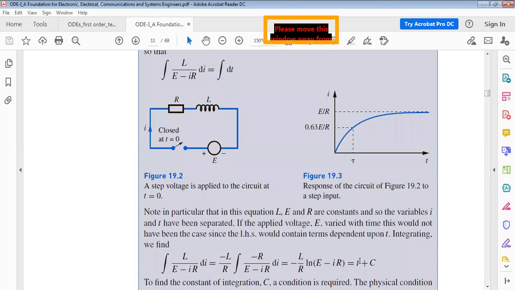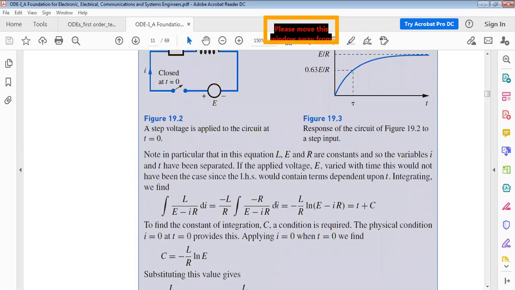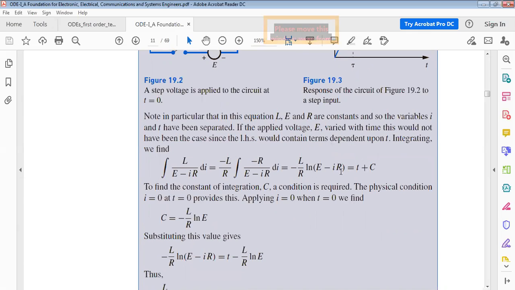The integration of dt is only t plus c, where c is the constant. To find the constant of integration c, we have to apply the given initial condition, the physical condition when I equals 0 and t equals 0. Applying I equals 0 and t equals 0 in this solution of the differential equation, c equals minus L by R ln E. Now substituting this value of c, we get this.